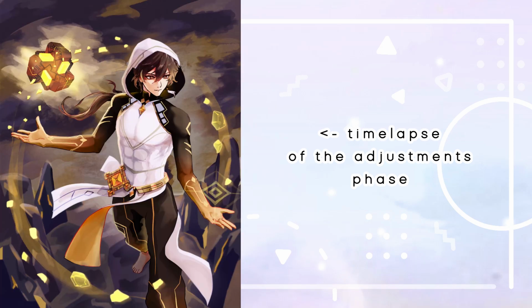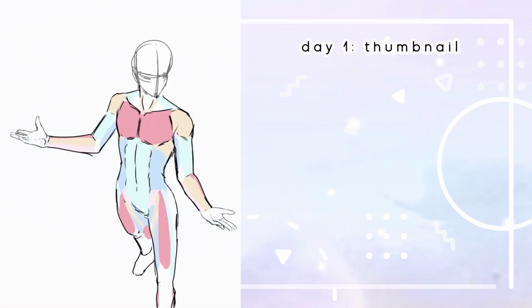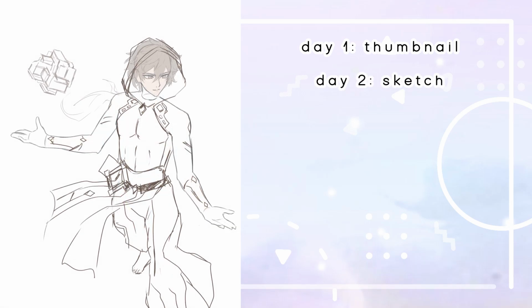I intentionally split up the time I work on each illustration into different days to be able to adjust the thumbnail, the sketch and the line art before I move on to either the sketch, line art or the coloring. On day 1 I would draw in a thumbnail, including the body of the character where I mark the anatomy. On day 2 I would first adjust this and then sketch the character.